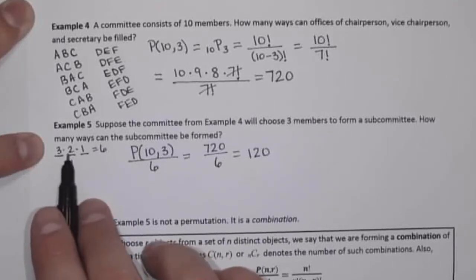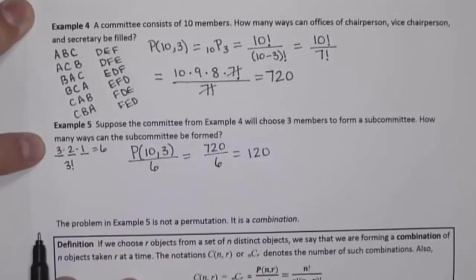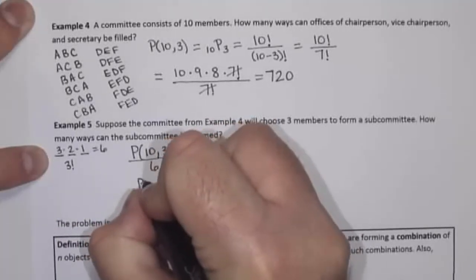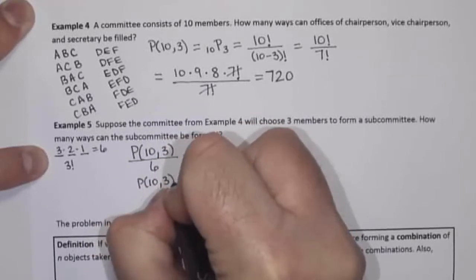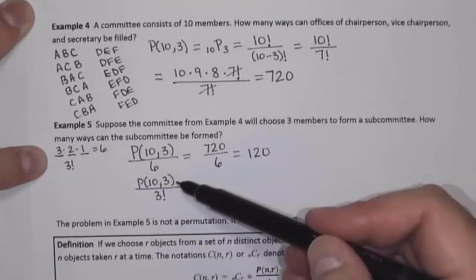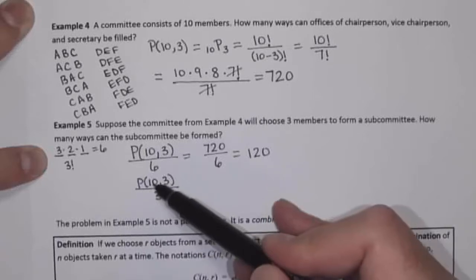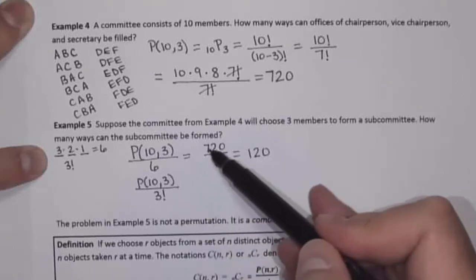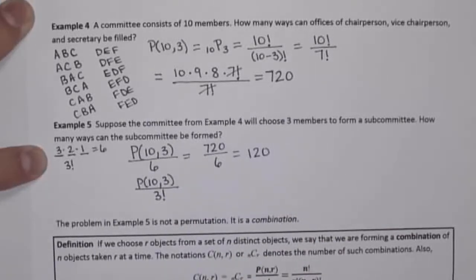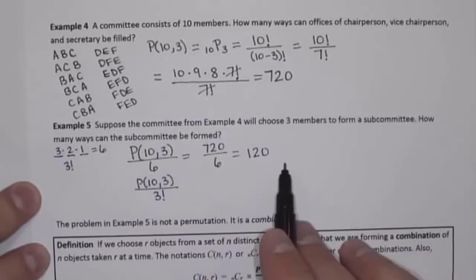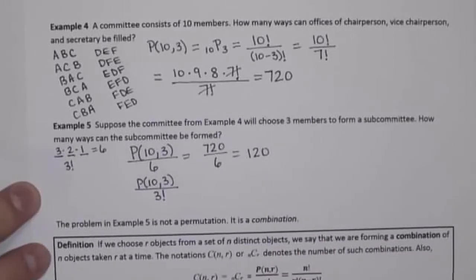Well, they can be arranged in 3 times 2 times 1 different ways, or 3 factorial different ways. So what I'm really doing here is dividing the number of permutations of 10 objects selecting 3 at a time by 3 factorial, which ends up being 720 divided by 6, which gives us the result of 120. So to answer example 5, the answer is 120. There's 120 different ways that we could form this subcommittee.